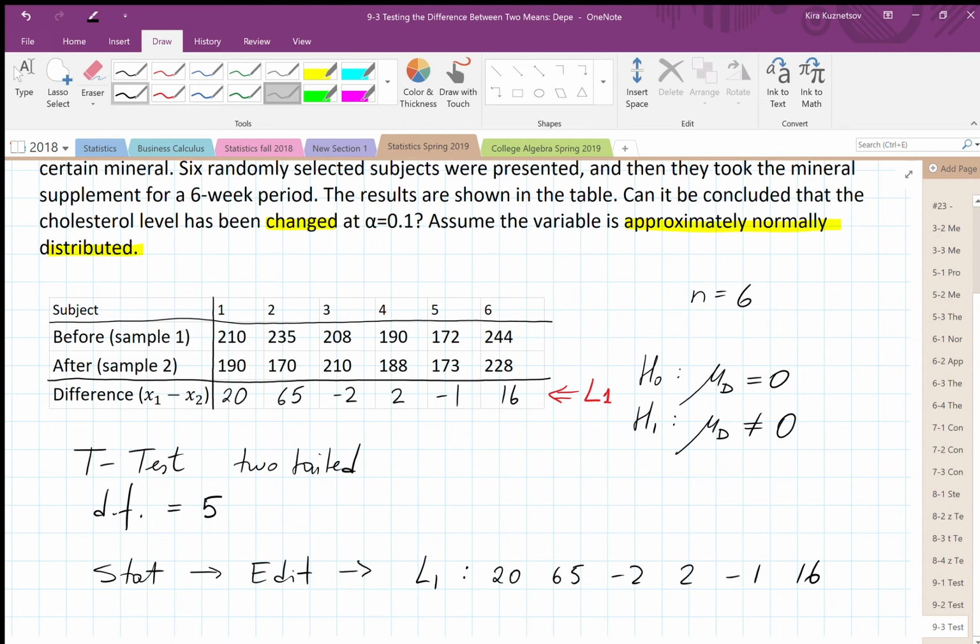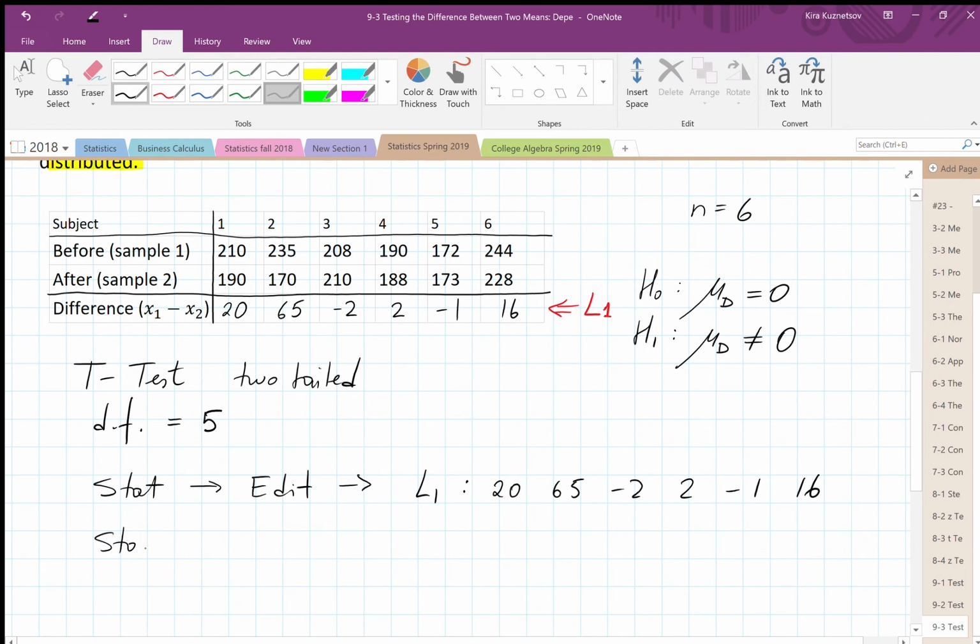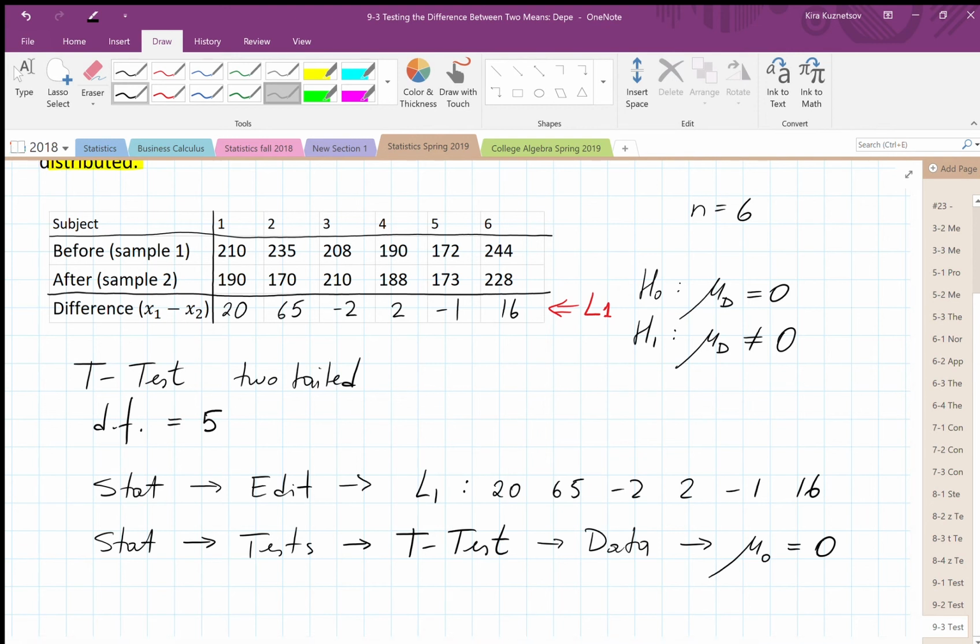You're going to quit this menu, go back into stat, go over to tests, and what you're running is a t-test. It is taken from data, and all it's asking is your hypothesized mean. The hypothesized mean is that mu sub d, which we assume must be 0. So this is how you start pretty much every problem in this section. So you let it equal 0.